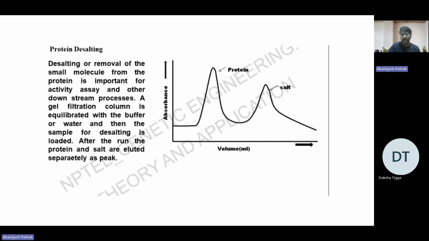Now, protein desalting. So what is protein desalting? Your protein is in a particular buffer. Say, for example, your protein is present in 300 millimolar KCl salt buffer, 10 millimolar Tris buffer. Now you want to remove this KCl from the protein. So there are different types of desalting columns which are available.